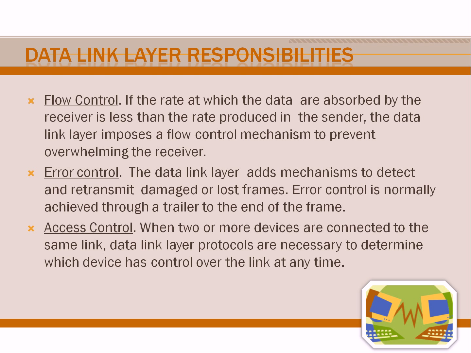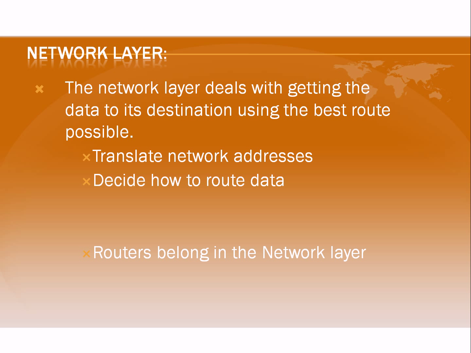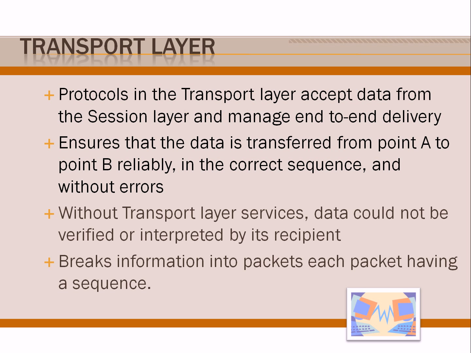Error control deals with adding mechanisms to detect and retransmit damaged or lost frames. And access control provides protocols that are necessary to determine which device has control over a link at any given time. The network layer. This layer just deals with getting the data to its destination using the best route possible. It translates network addresses and decides how to route the data. Routers belong in the network layer.